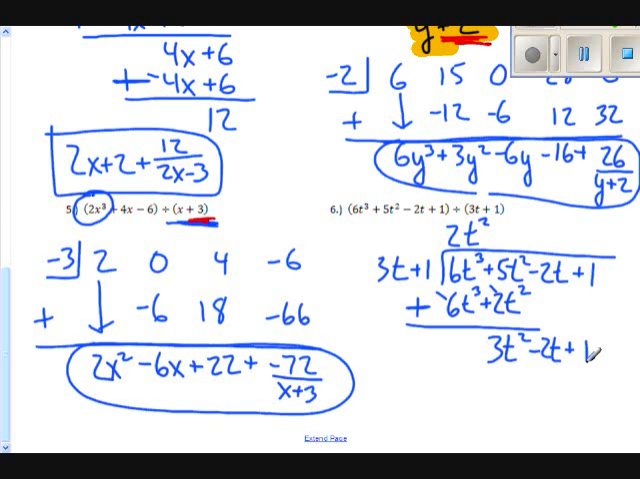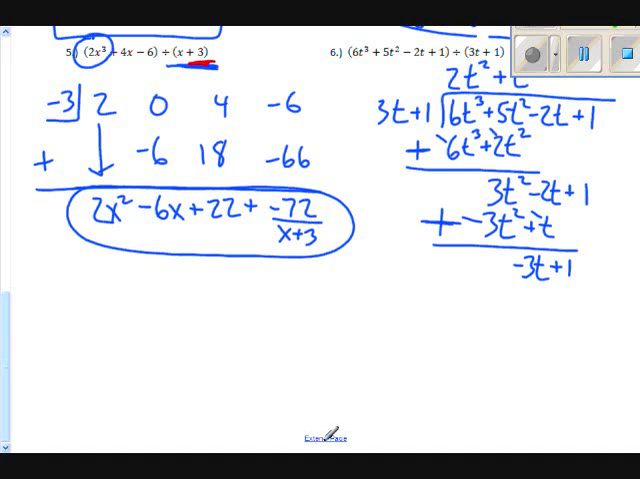Now 3t times what will give me a 3t squared? Well, that's going to be a t. t times 3t is a 3t squared. t times a 1 is going to give me a plus t. And now I'm subtracting, which remember is the same as adding the opposite. So now I add straight down. So that's going to leave me with a negative 3t. The plus 1 tags along.